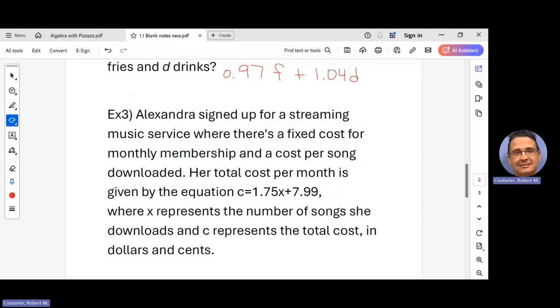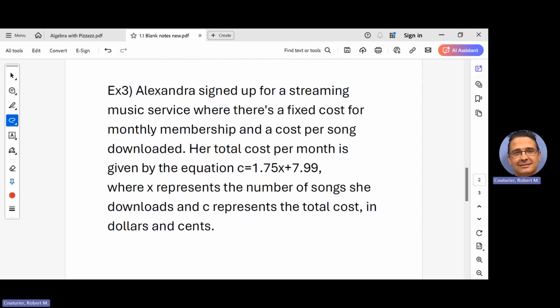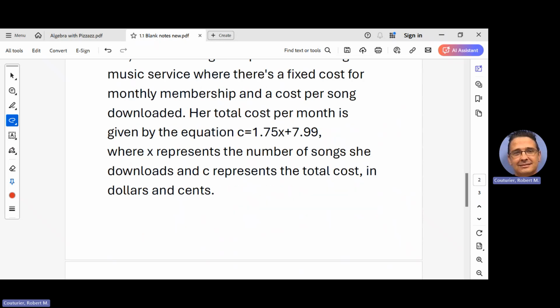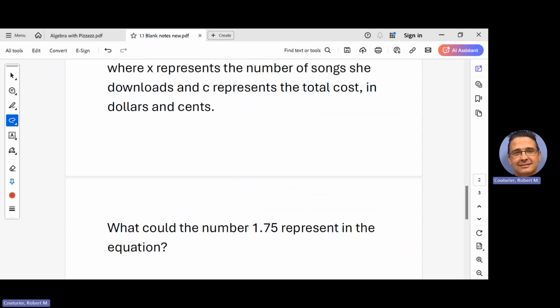Okay. Here's one where they're giving us an equation and they just want us to explain what the parts mean. Alexandra is signing up for a streaming music service. There's a fixed cost for a monthly membership, an initial charge, $7.99. And then there's a cost per song that is downloaded. So right here, you're going to see that cost per song is $1.75. And as you keep reading, they say x is going to represent the number of songs, the number of downloads.